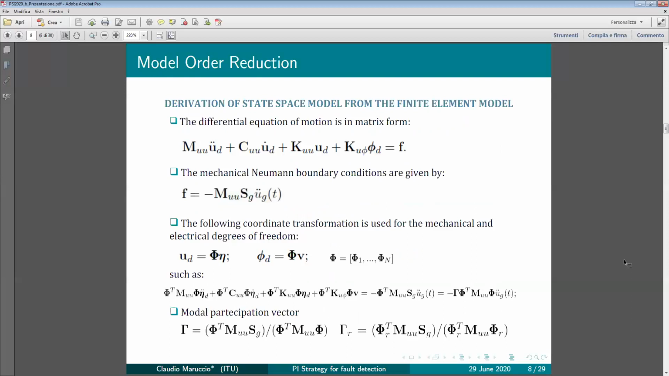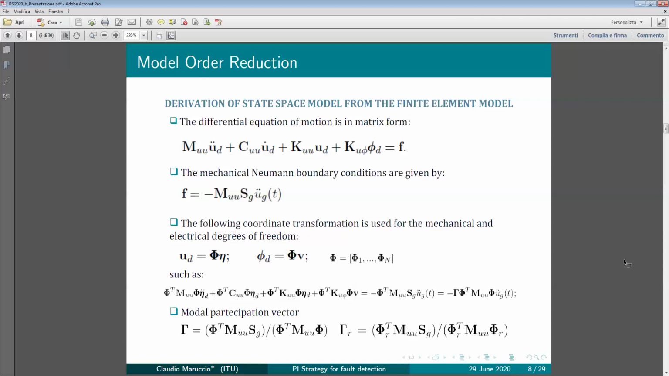However, we need to derive a state space model starting from our finite element model, because the differential equations of motion in symmetric form have these expressions, where with M_uu we are indicating the mass matrix, with C we are indicating the damping matrix, and K represents the stiffness matrix, while K_uphi represents the coupling stiffness matrix term. The mechanical Neumann boundary conditions are given by the terms F, that is a function of the ground motion u_g, for the energy harvesting structures that we will consider in the examples.